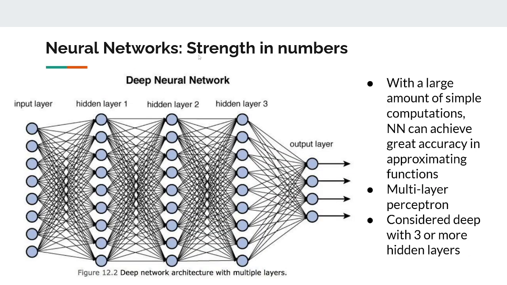So the strength of neural networks is in numbers. With a large amount of simple computations, neural nets can achieve great accuracy in approximating functions. On the left here we can see the multi-layer perceptron, which is considered deep with 3 or more hidden layers.